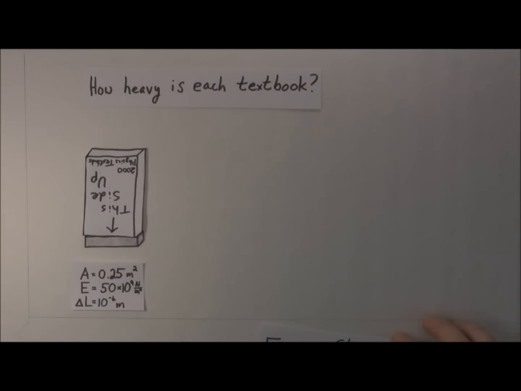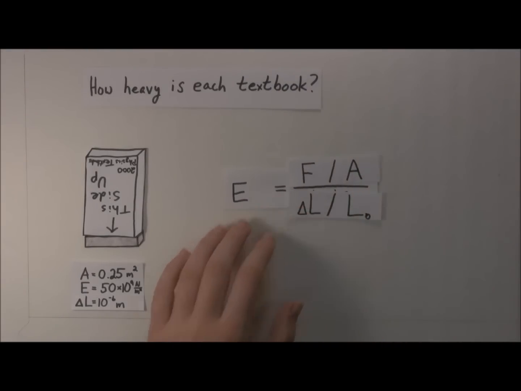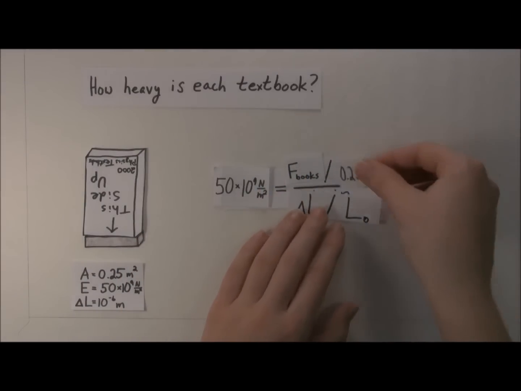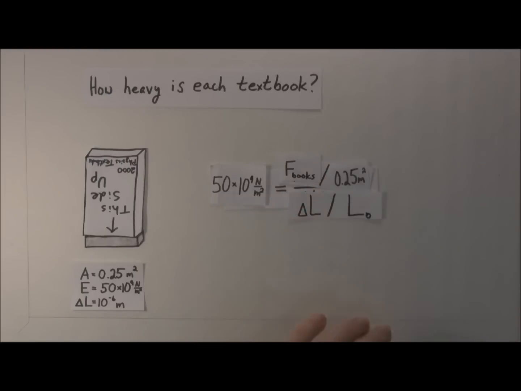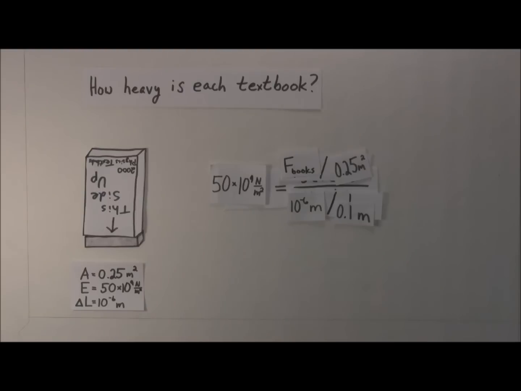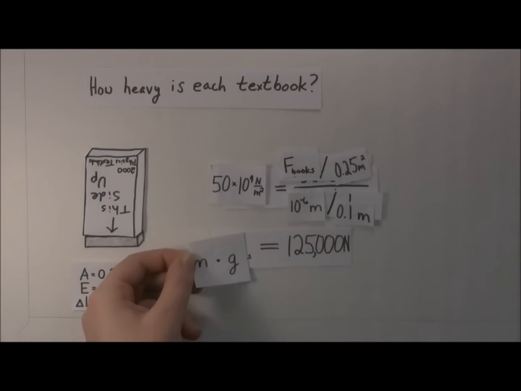To solve this, we remember that the elastic modulus is equal to stress over strain. So the elastic modulus of marble is equal to the stress, force over area, over the strain, change in length over original length. We can solve this equation for the force of the books on the table. In total, it's 125,000 newtons.